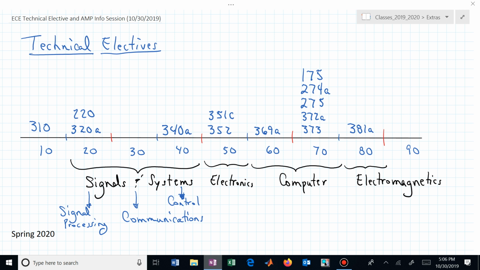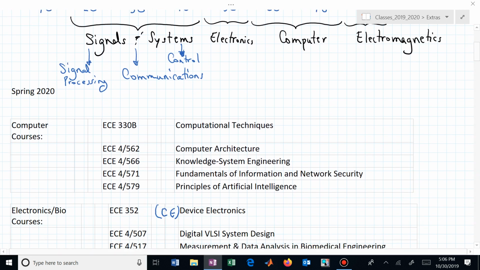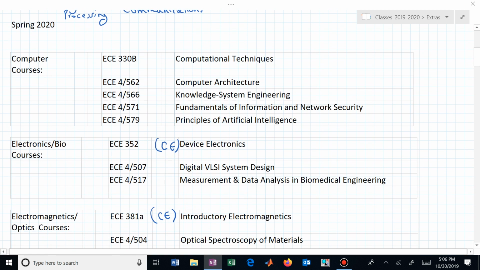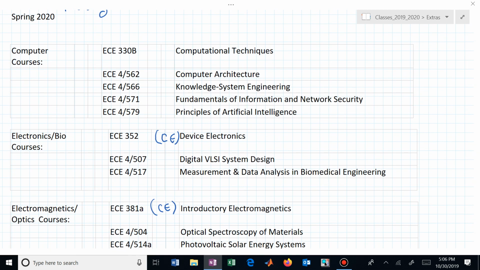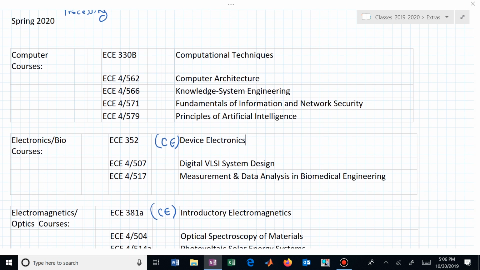Electronics, computer, electromagnetics, signals and systems. That's the way it's tried to be designed, but we ran out of numbers. We only have so many numbers in a decade, and for that reason, you'll see some mismatches with that philosophy. But here are the courses right now that are scheduled for spring of 2020 at the technical elective level.